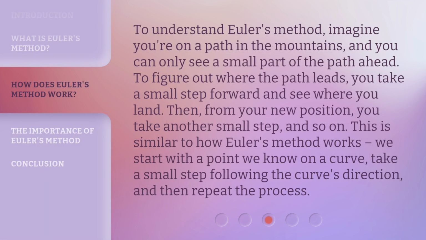To understand Euler's method, imagine you're on a path in the mountains, and you can only see a small part of the path ahead. To figure out where the path leads, you take a small step forward and see where you land. Then, from your new position, you take another small step, and so on. This is similar to how Euler's method works. We start with a point we know on a curve, take a small step following the curve's direction, and then repeat the process.